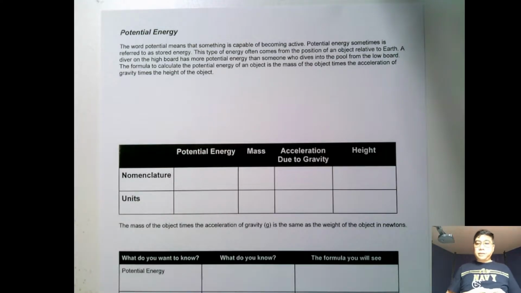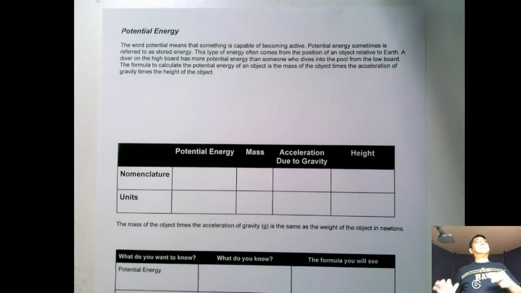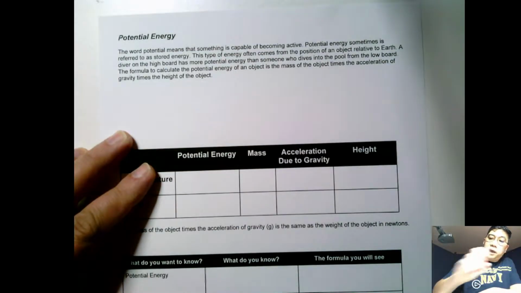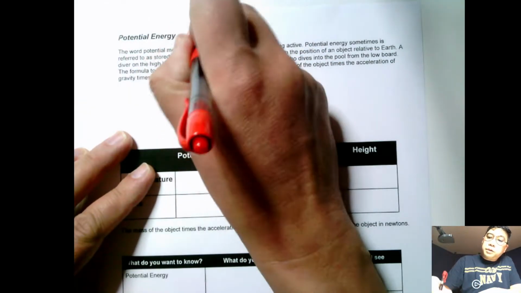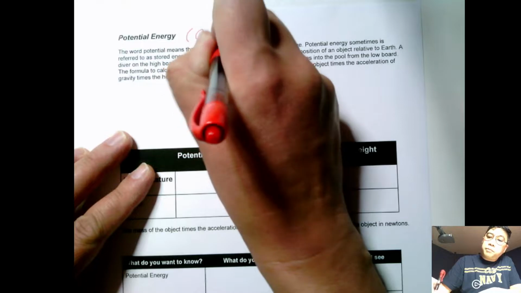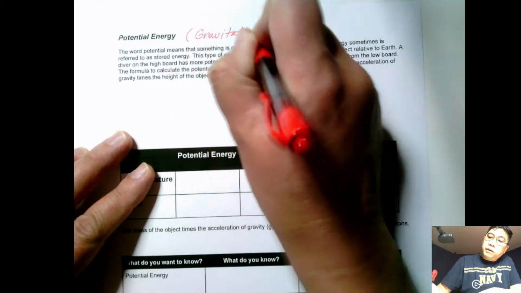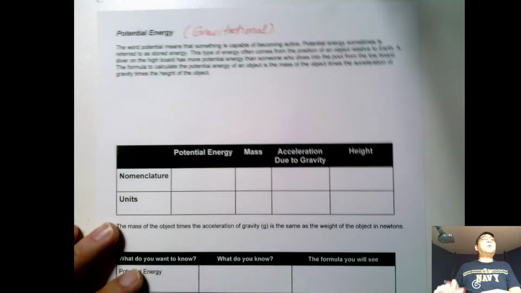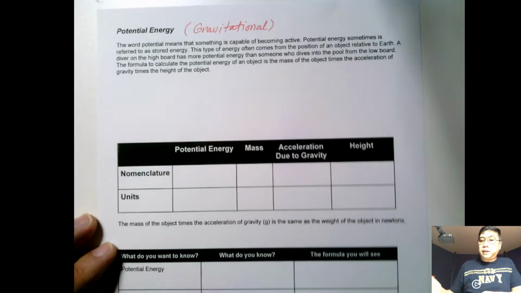Hi, welcome back. This video covers the mathematical explanation of what potential energy is all about. The potential energy that we're talking about here is the gravitational potential energy. We also have spring potential energy, but we're talking about gravitational potential energy right here.